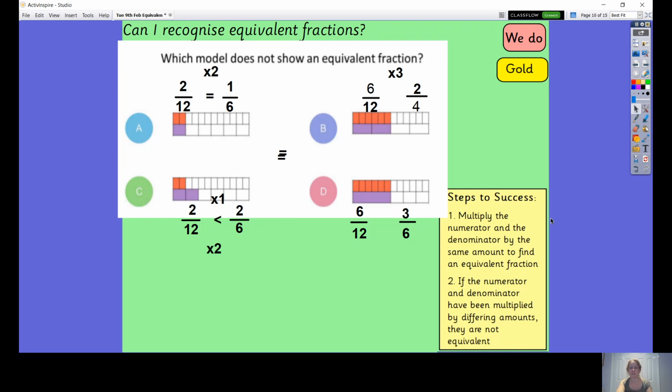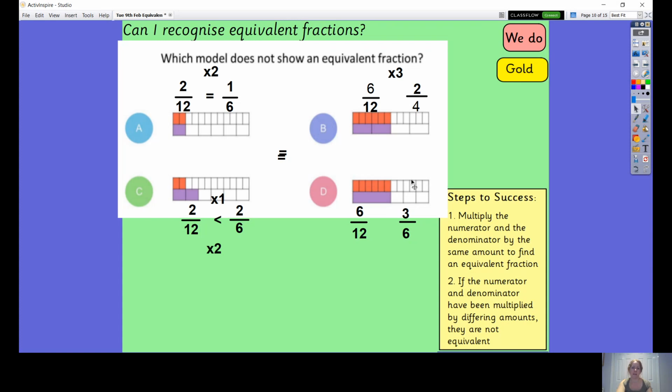If we look down at our steps to success, multiply the numerator and the denominator by the same amount to find an equivalent fraction. And we haven't done that there, have we? They've been multiplied by different amounts. And it says if the numerator and denominator have been multiplied by differing amounts, they have, then they are not equivalent. Okay, so let's just check the last one though, because we don't want to count our chickens.